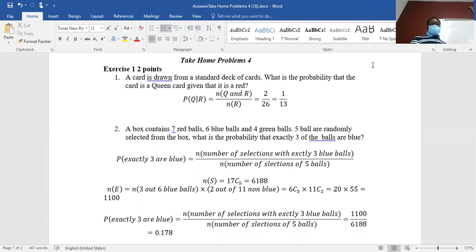The next question is, in how many ways will this selection consist of 3 blue balls and 2 non-blue balls? Because we want 5 balls, out of which we want exactly 3 to be blue. So we should choose 3 out of the blue balls and 2 out of the balls that are not blue.